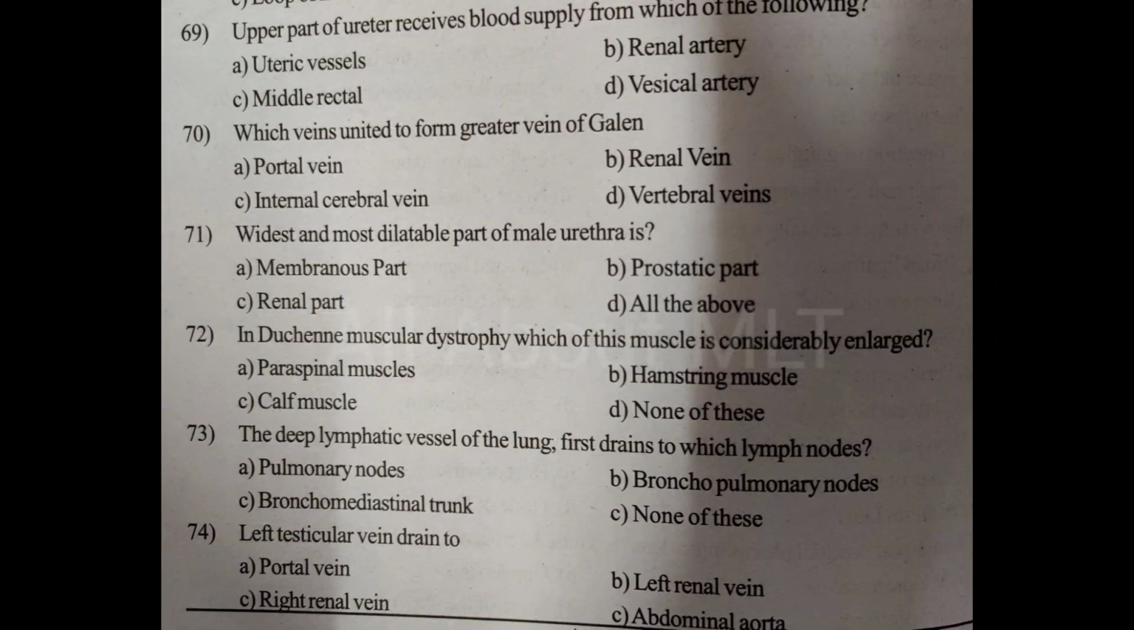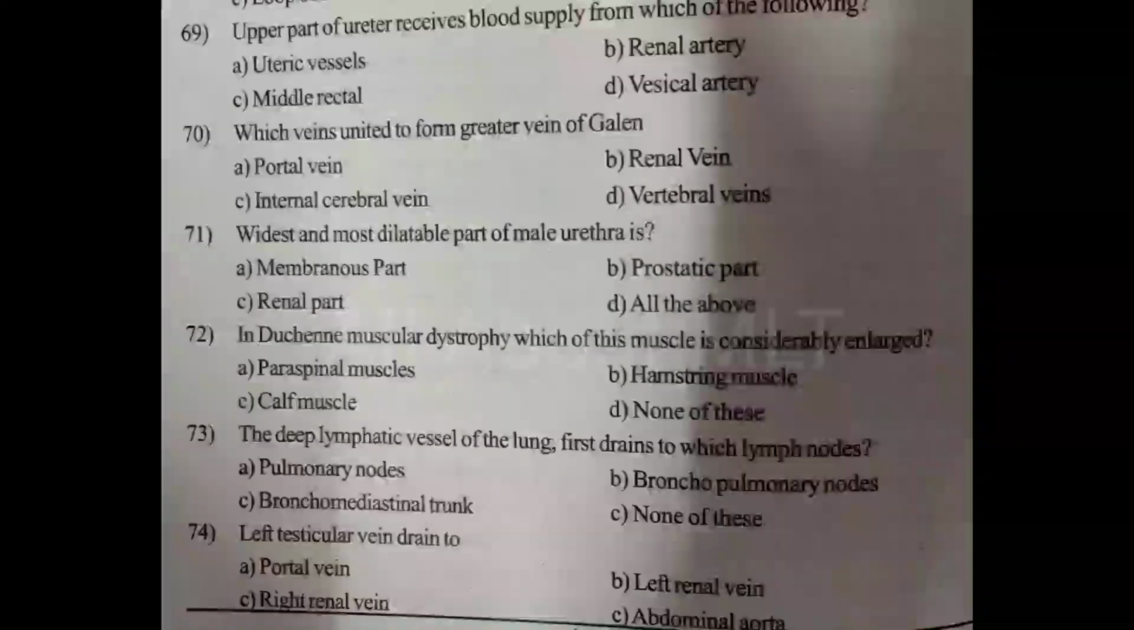Widest and most dilatable part of male urethra is option A, membranous part. Option B, prostatic part. Option C, renal part. Option D, all of the above. Answer is option B, prostatic part.